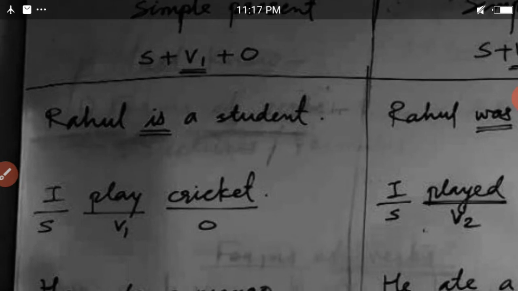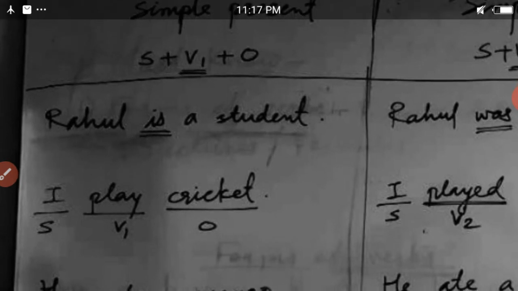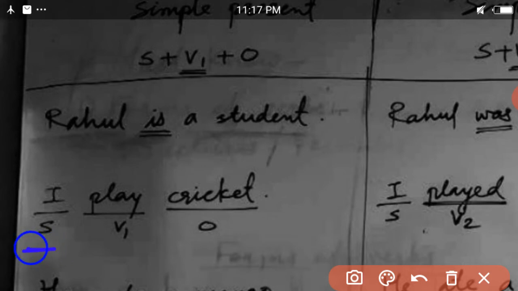Here in the second example, I have used an action verb. Let us read: I play cricket. So here in this sentence, I is the subject, play is the verb, cricket is the object. So if you want to change it into simple past, the subject and object will remain same and only the word play, or the verb play, will have its second form.